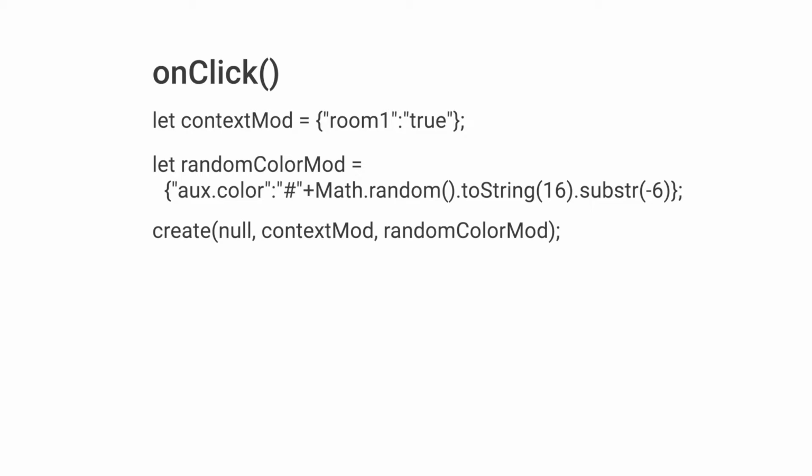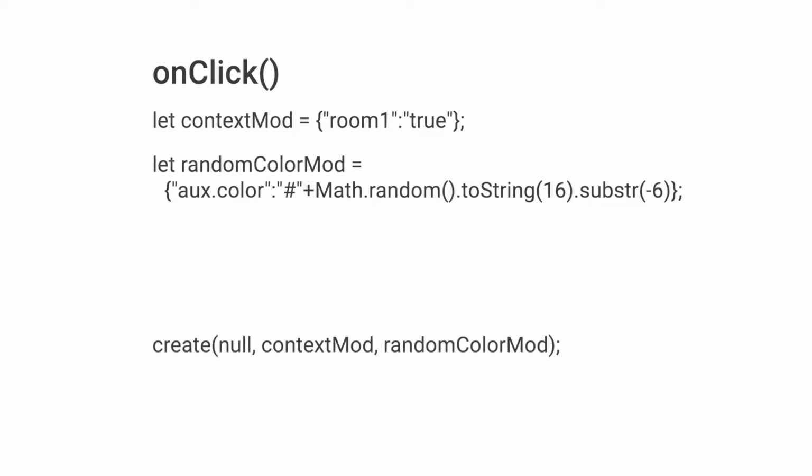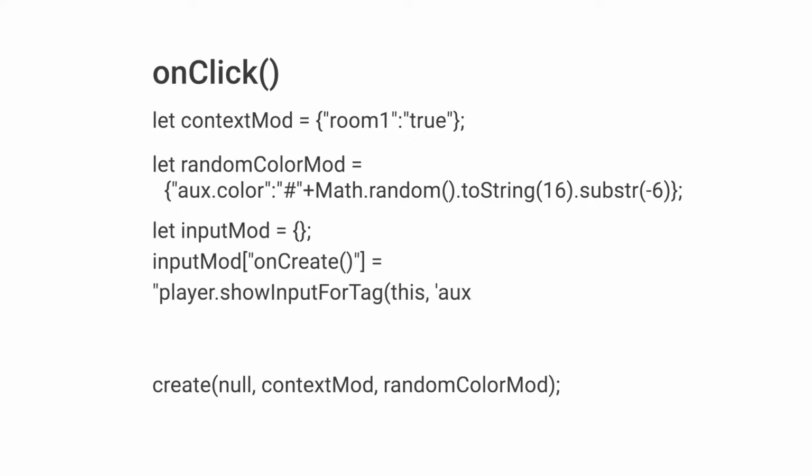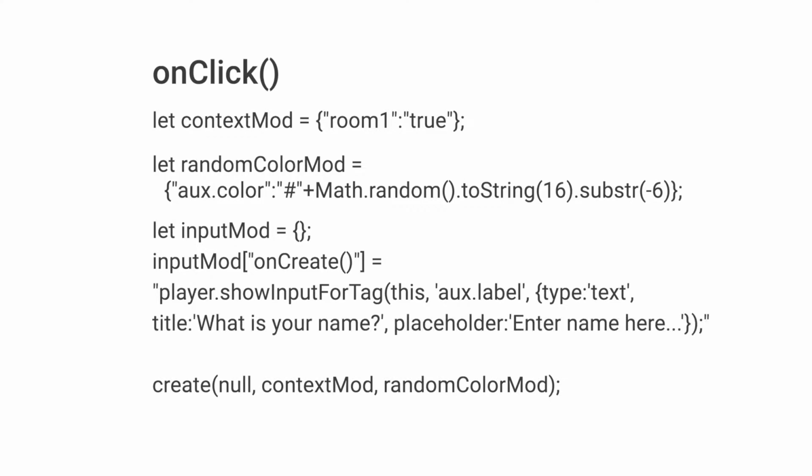So now when the user clicks this bot, it'll create a random colored bot and place it in our context. Now we need to make it so that they can enter data. So one final variable called inputMod, and this is going to do a few things. When it creates the bot, it's going to ask the player for some information. What is your name? It's going to have some placeholder text: enter your name here.